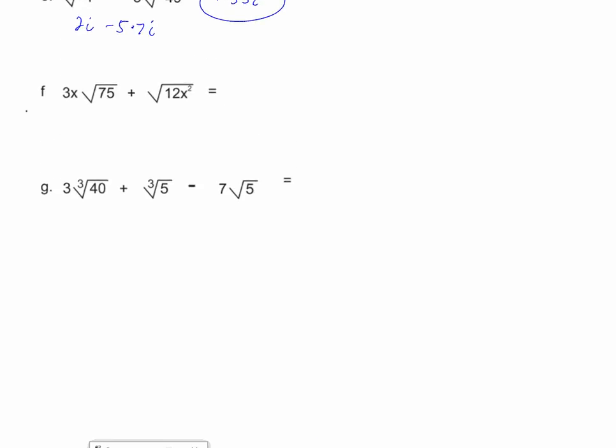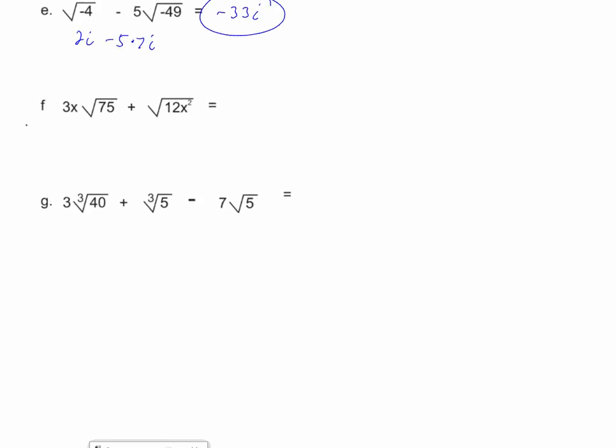Okay, so right away you look at F and you say, hey, there are no like radicals there. Well, are there? So you got to start simplifying this thing. What's a 75? 3 times 25. And we can all take the square root of 25, right? It's going to get a 5 out front. And a 12 is a 3 times 4. And we can take the square root of 4 and get a 2 out front, right? And we can take the square root of x squared and get an x out front.